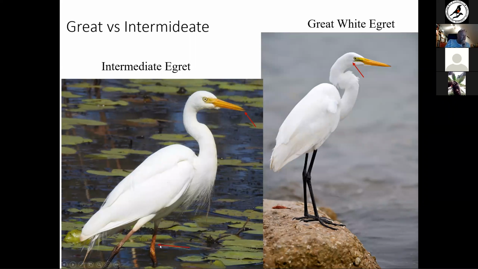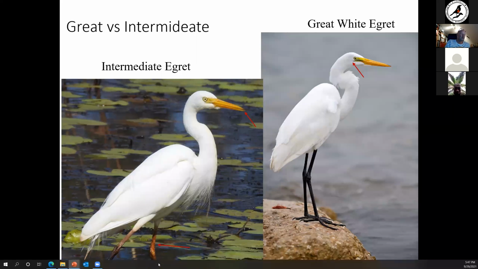And then the leg of the intermediate egret does not have a uniform color. It's either darker up or paler up. So if you see the whole leg, you will see a difference in color from up to down or from down to up.